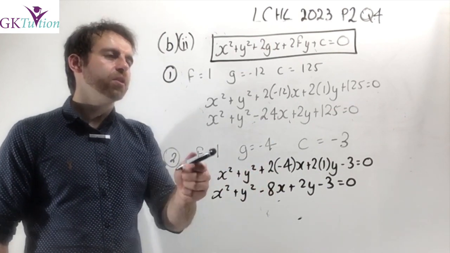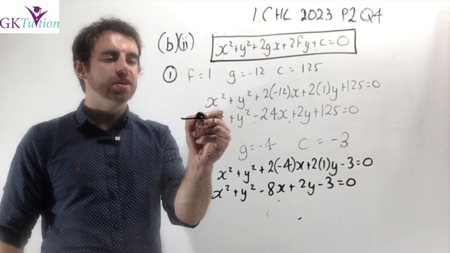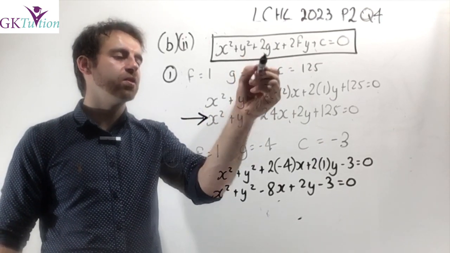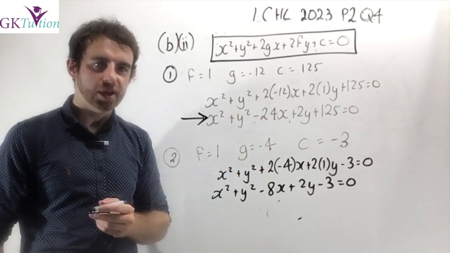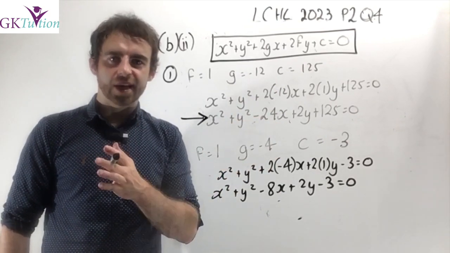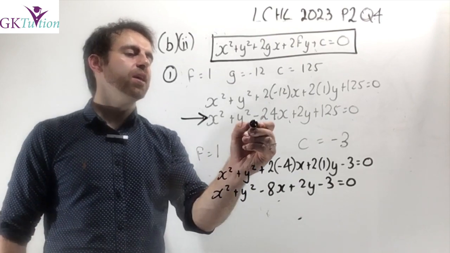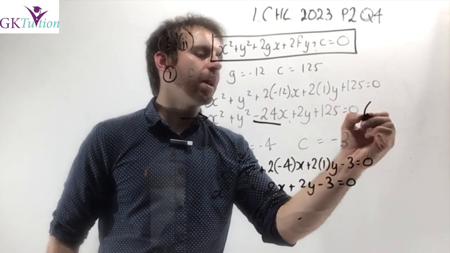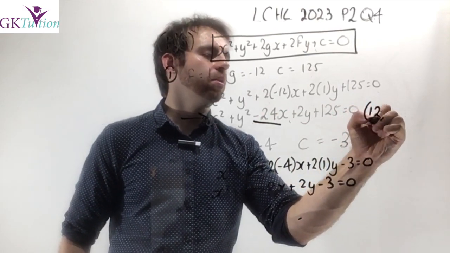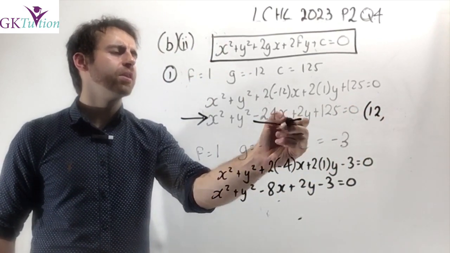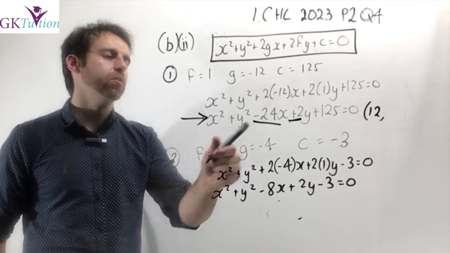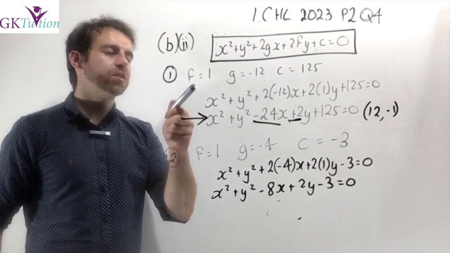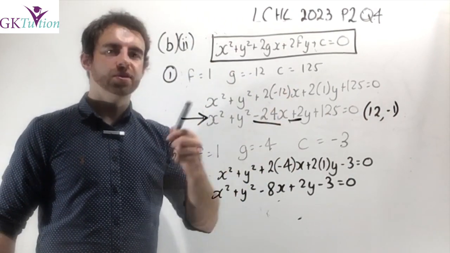So imagine if I gave you the equation of this circle and I asked you to find the center. What you would do is recognize that the coefficient of x is 2g. So minus 24 is 2g, and the x coordinate of the center is minus g. So you take the coefficient of x and divide it by minus 2. The x coordinate for the center of this circle is 12. You then take the coefficient of y and divide it by minus 2. Plus 2 divided by minus 2 gives me minus 1. So the center of this circle is 12, minus 1.